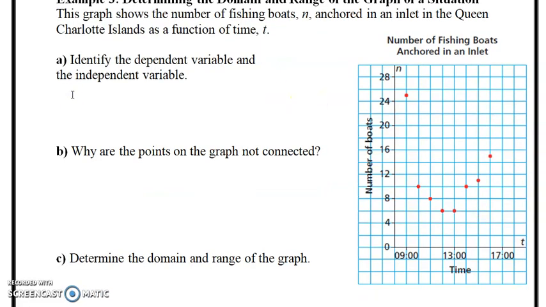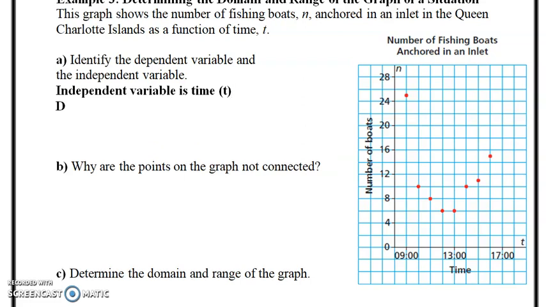So the independent variable, if you're given a graph, is always on the horizontal or the x-axis. And of course, like I mentioned in the earlier video, it would be time. Okay? So the independent variable is time, t. The dependent variable is number of boats, and that's given by n.